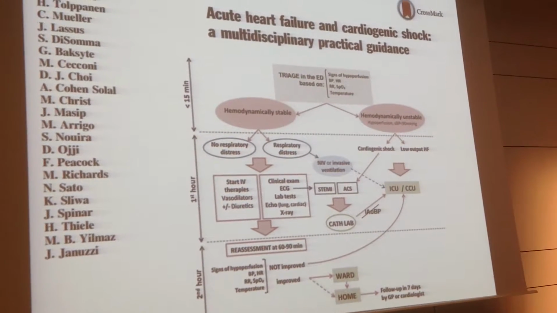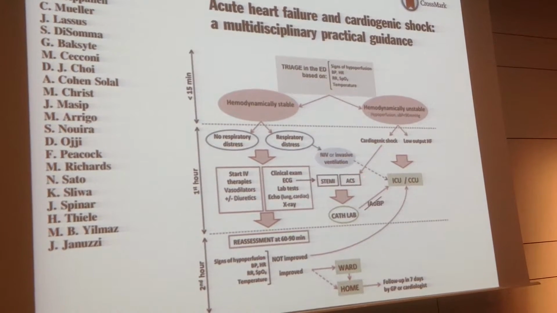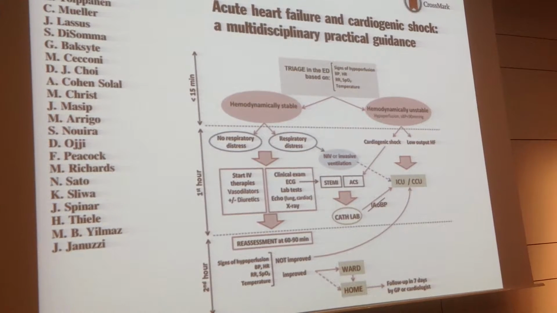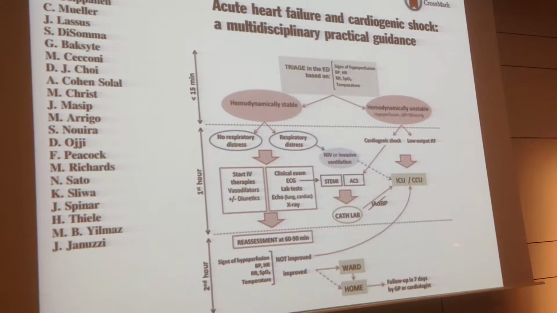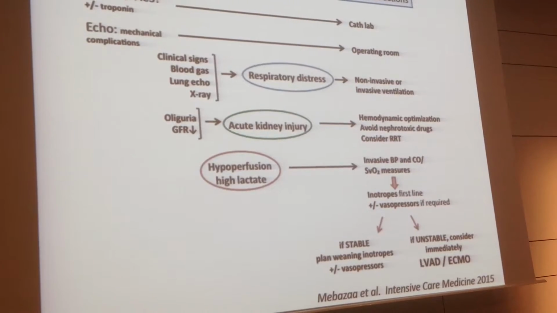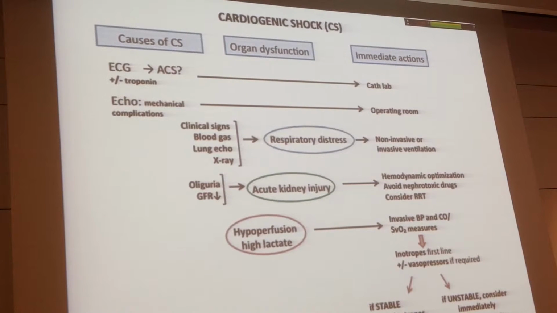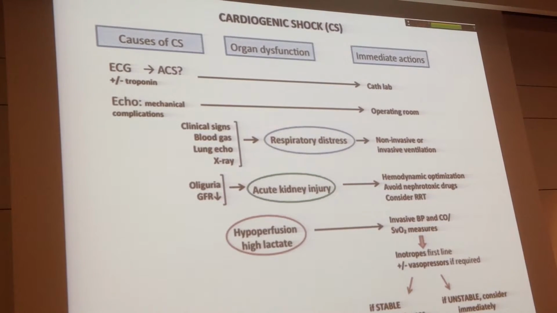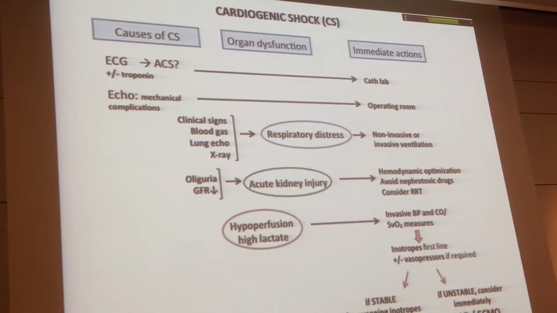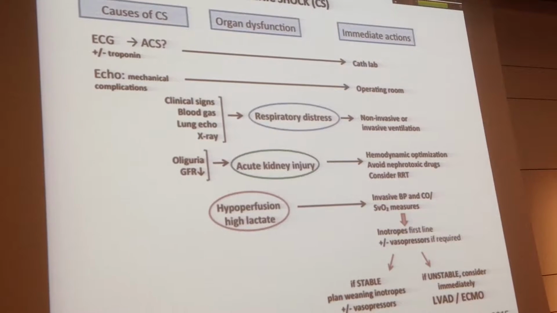Then again, coming back to our algorithm, in patients with cardiogenic shock, you see here that we said we really need to assess and eliminate acute coronary syndrome, put this patient in the cath lab, and then put him back in the ICU when this is treated. Cardiogenic shock is mostly organ dysfunction, as we said: three organ dysfunctions, respiratory distress, acute kidney injury, and I'm going to focus in the next minutes on hypoperfusion and high lactates.